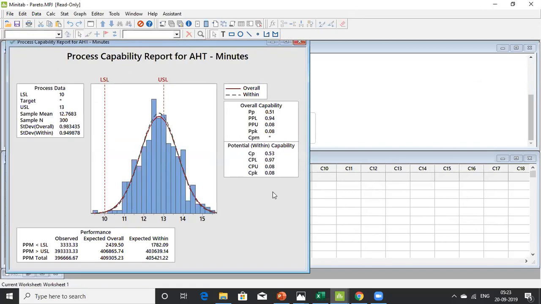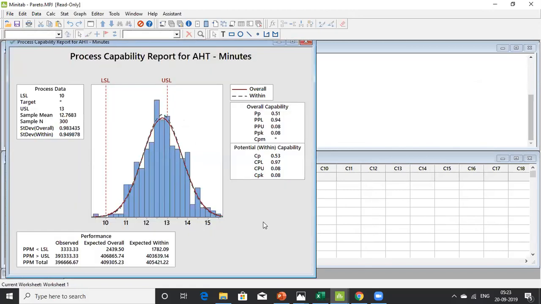Now I get this chart. Right. Now the distribution is like this. There are a few values that you want to look at. You have the sample mean. The standard deviation is also given here. Now I want to look at my CP value, which is 0.53.